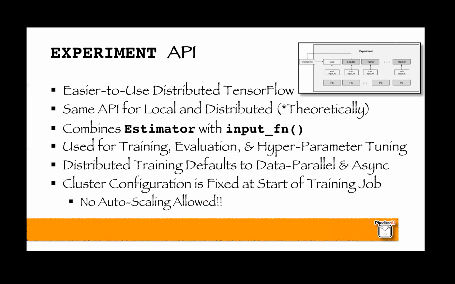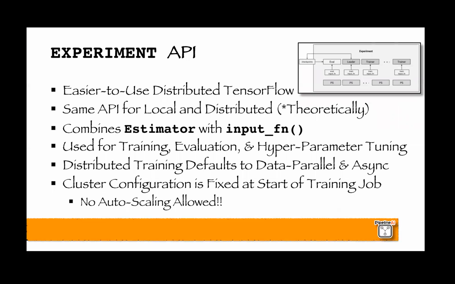Yeah, so the estimator API defaults to data parallel and to async, so that's good. It's the easier parallel. It's not model parallel, and it supports this notion of failure recovery for our workers with the async. There's a note here that it's not possible to auto scale.